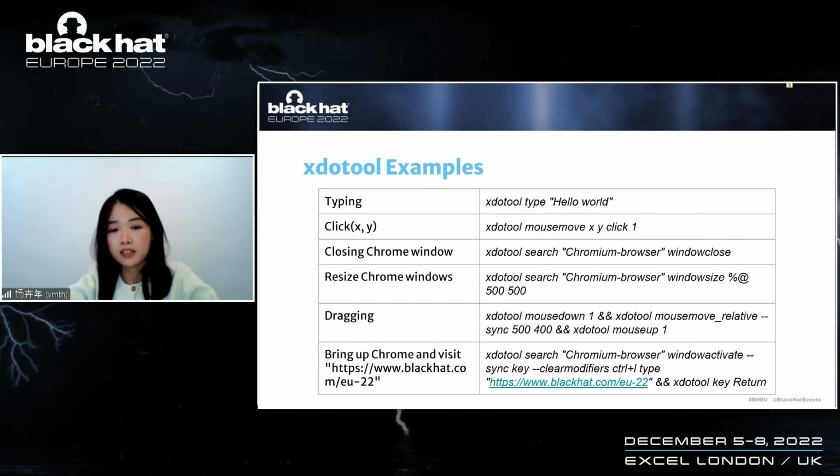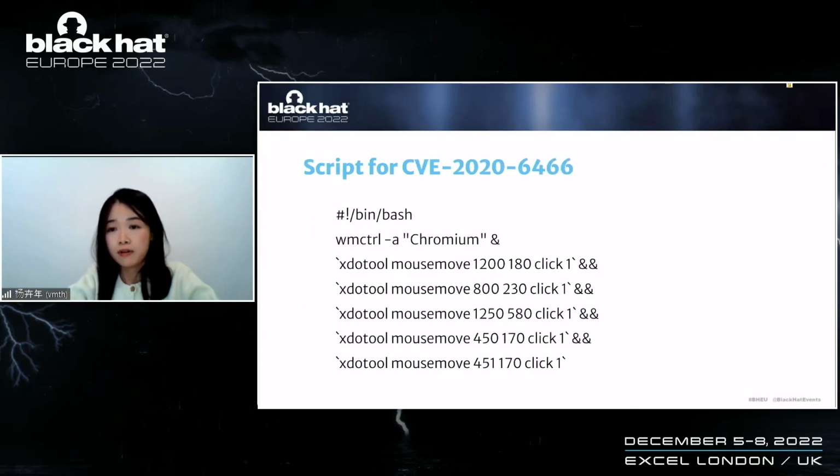I found many vulnerabilities triggered by drag events in recent times, and this is how to bring up Chrome and visit and access Black Hat root. Regarding a real example, the accidentally discovered vulnerability mentioned at the beginning of the presentation can be triggered by such an automated script, which is simple and effective.